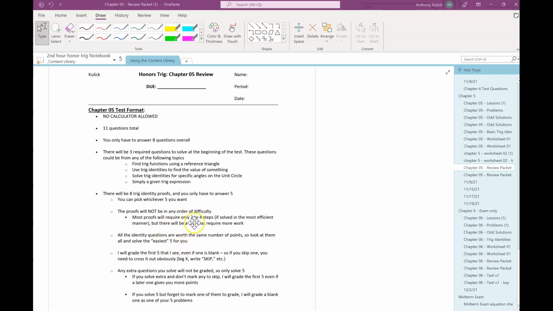They're all weighted the same, so just do the ones that you see the route for, that seem the easiest to you. And then make sure that you indicate which ones should be graded and which ones should not be graded. So don't leave anything just blank. Just put a big X through it or fill out the not grade box or whatever. Okay? So that's the Chapter 5 test format.